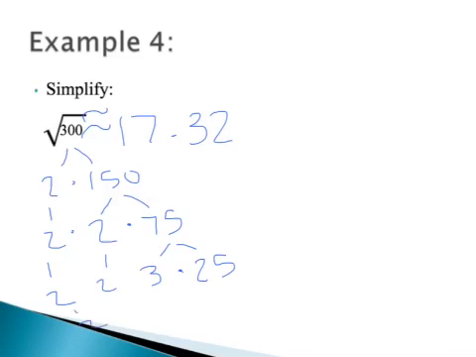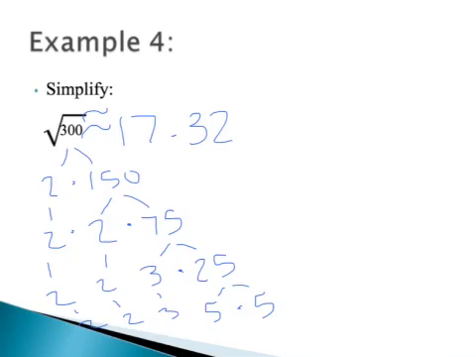Okay, can't break down 2, can't break down 3. We can break down 25. Once again, try the small numbers. 25 divided by 2 doesn't work. 25 divided by 3 doesn't work. We could try 5 though. So 25 divided by 5 is 5. So 5 times 5 will give us 25. And now we have all prime numbers.